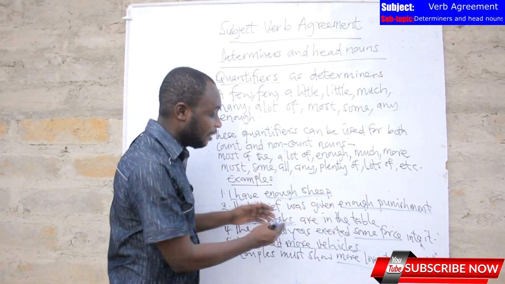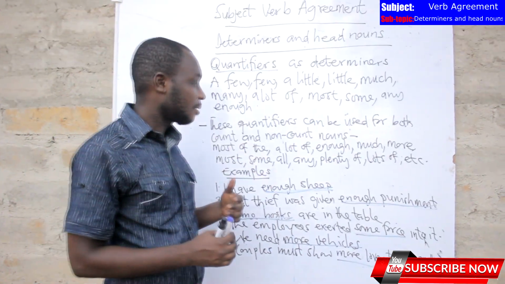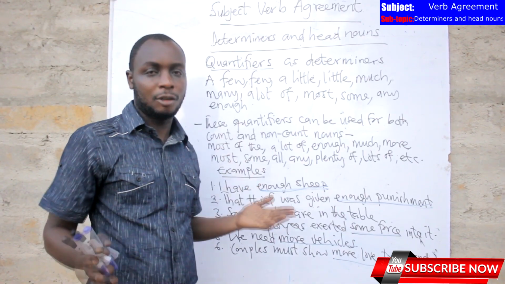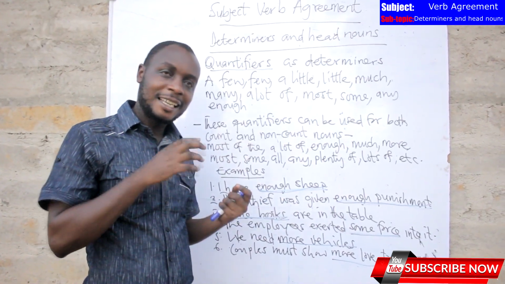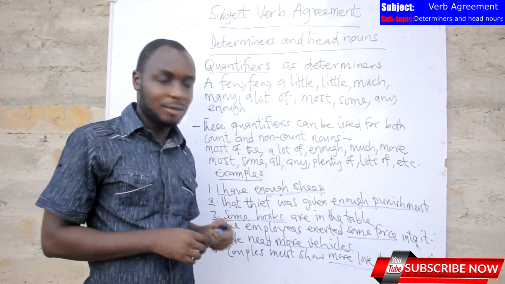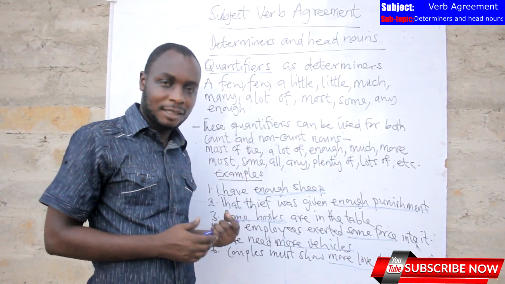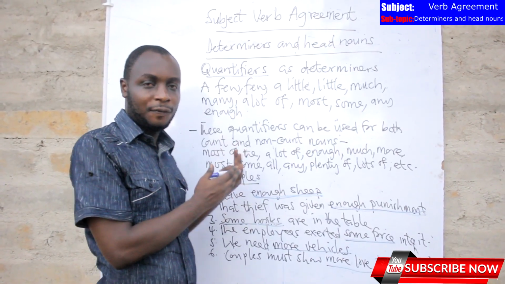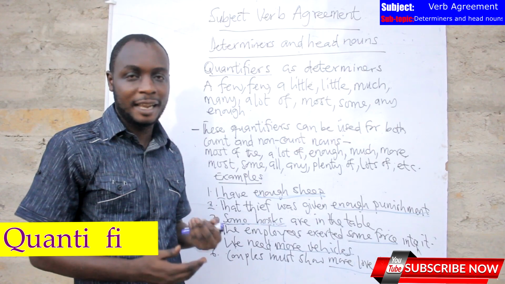So you can see that these quantifiers could be used for both count and non-count nouns. If you are going to use any of these quantifiers for non-count nouns, they are allowed. Count nouns, they are allowed. And that is also one of the ways quantifiers are used in the English language.